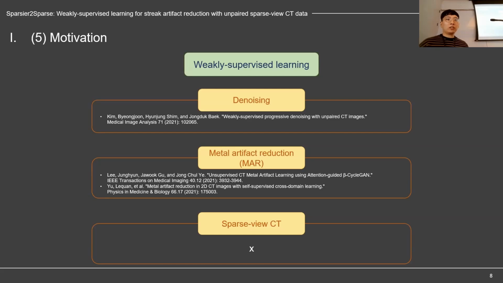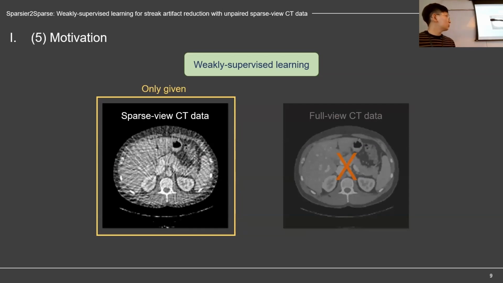So the importance of weakly-supervised learning is increasing, which does not require pairs of artifact-corrupted and artifact-free images during CNN training. In other medical imaging fields, such as denoising or metal artifact reduction, several methods based on weakly-supervised learning have already been proposed. However, in sparse view CT, there is no weakly-supervised learning method to reduce streak artifacts. Therefore, we propose a streak artifact reduction method when only sparse view CT data are given, which is based on weakly-supervised learning.